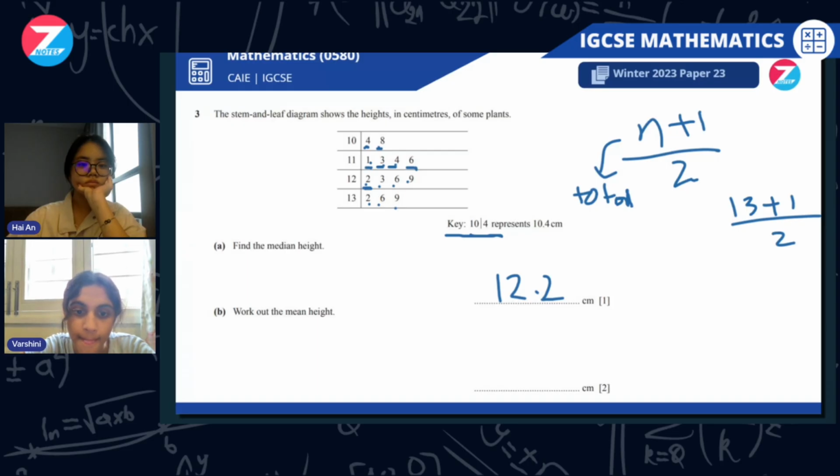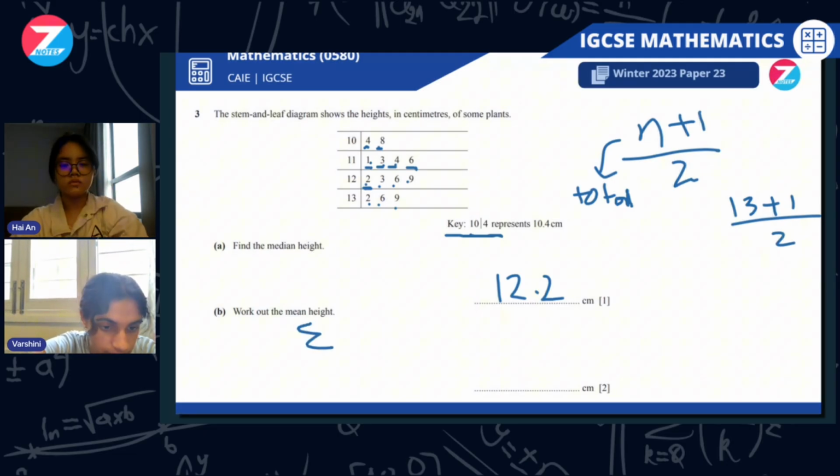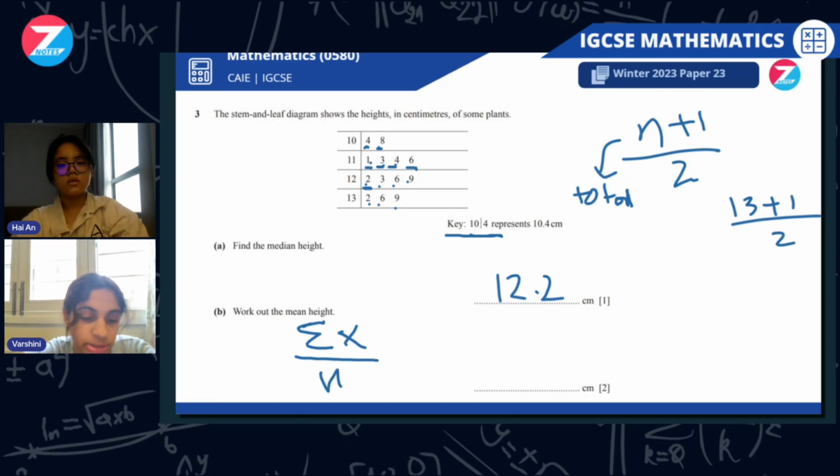Work out the mean height. So how do we calculate the mean? We know the mean is just the sum, and the sigma sign means the sum of x, where x is all the heights in this case, divided by n, which is the total number. So to find the mean height, we just need to add up all the heights. So let's just write that.